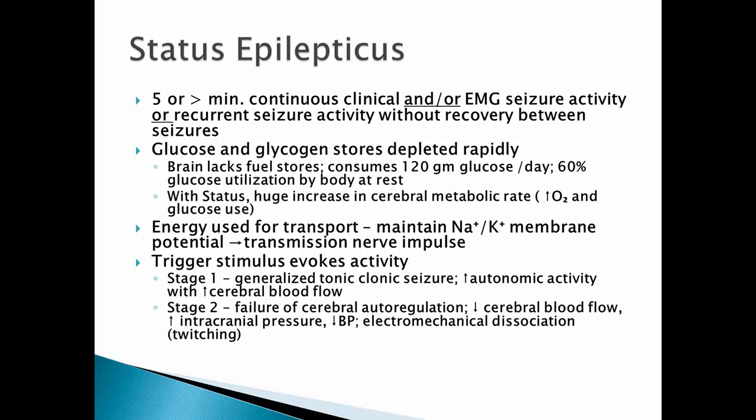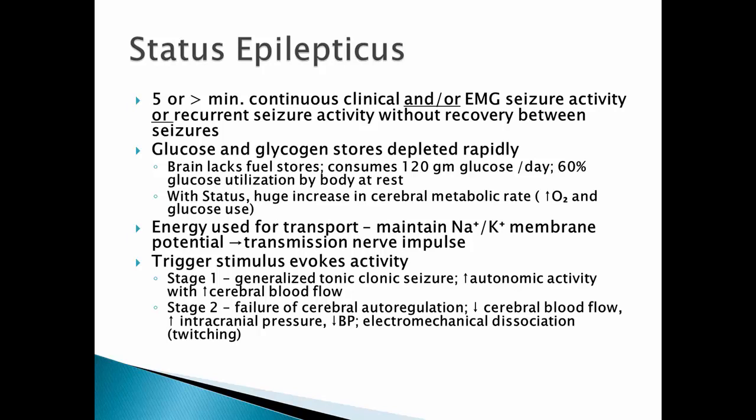What happens during status epilepticus and makes it deadly is that the glucose and the glycogen stores are very, very rapidly depleted. Remember that the brain doesn't have the ability to store a lot of fuel, so the brain lacks those stores. So it has a constant need for glucose every day, and we use a lot of our glucose just at rest. With status epilepticus, there is a huge increase in cerebral metabolic rate. So not only are we using a lot of glucose, we're also using a lot of oxygen. Remember that glucose and oxygen are going to be gone very, very quickly.